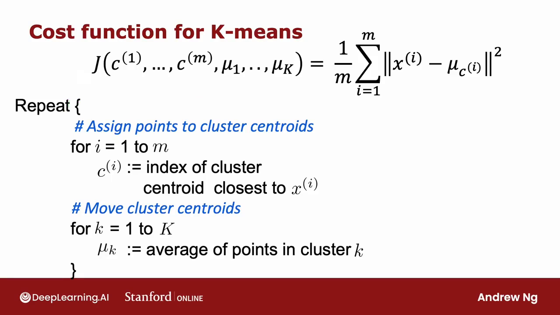Here on top, I've copied over the cost function from the previous slide. It turns out that the first part of k-means, where you assign points to cluster centroids, is trying to update c1 through cm to try to minimize the cost function J as much as possible while holding mu1 through mu k fixed. And the second step, in contrast, where you move the cluster centroid, is trying to leave c1 through cm fixed, but to update mu1 through mu k to try to minimize the cost function or the distortion as much as possible.